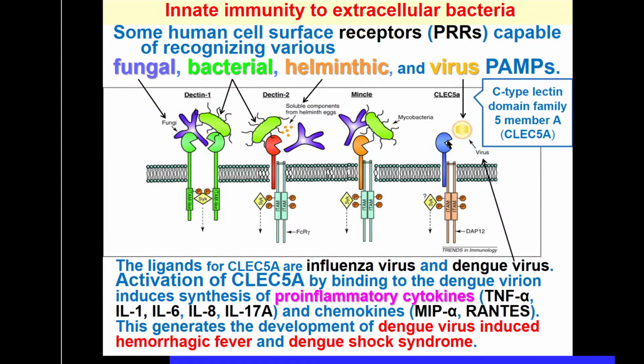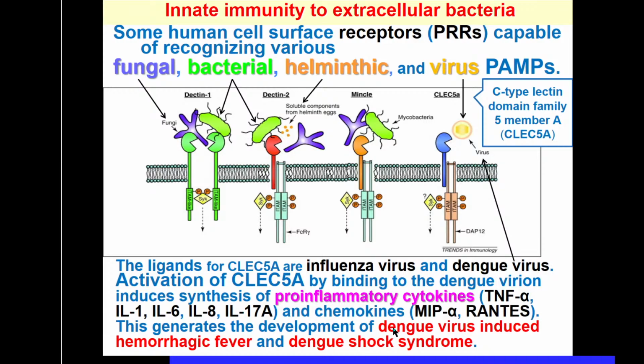And the last receptor, in blue color, is the CLEC5A receptor. This receptor is named C-type lectin domain family 5 member A. A very complex name, but what is interesting is that this receptor recognizes viruses such as influenza virus or dengue virus. After recognition, cells generate a signal that activates transcription and translation of the pro-inflammatory cytokines tumor necrosis factor alpha, interleukin-1, interleukin-6, interleukin-8, and interleukin-17A.